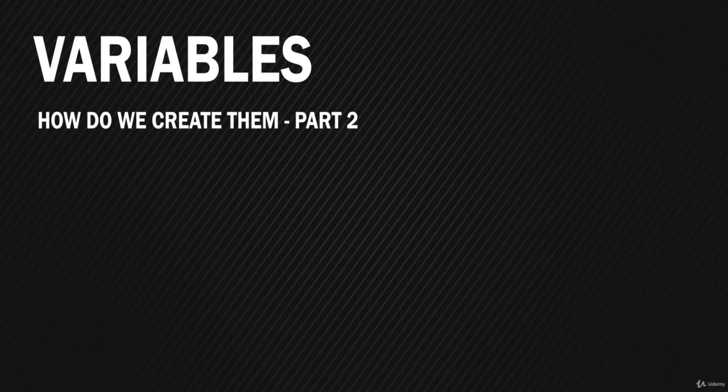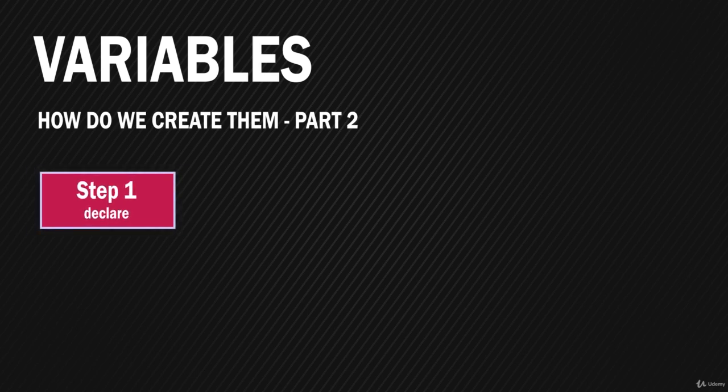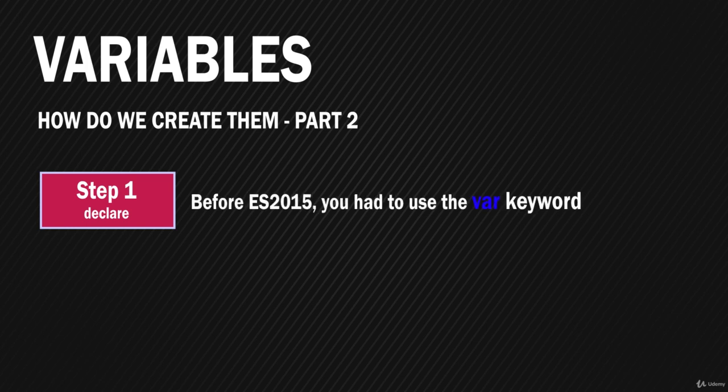We know the theory, but let's see how we actually implement it. Before ES 2015, you had to use the var keyword. And that's why you'll see a lot of JavaScript code with the var keyword. All you have to do is put the name of your container, the name of your variable, after the var keyword. Here we've got var name, var balance, and var logged in.